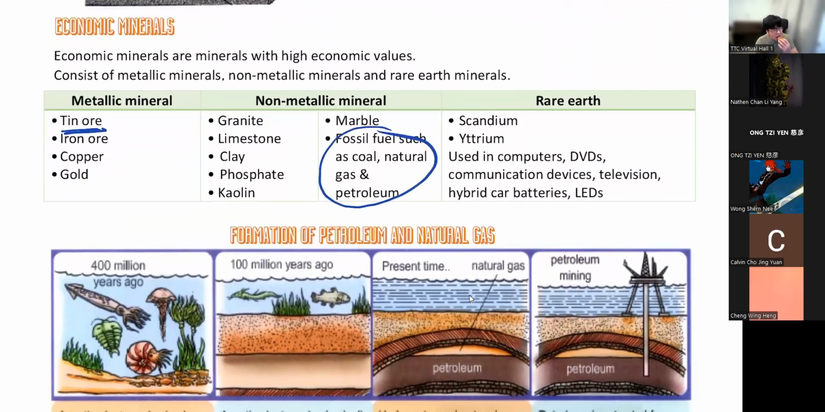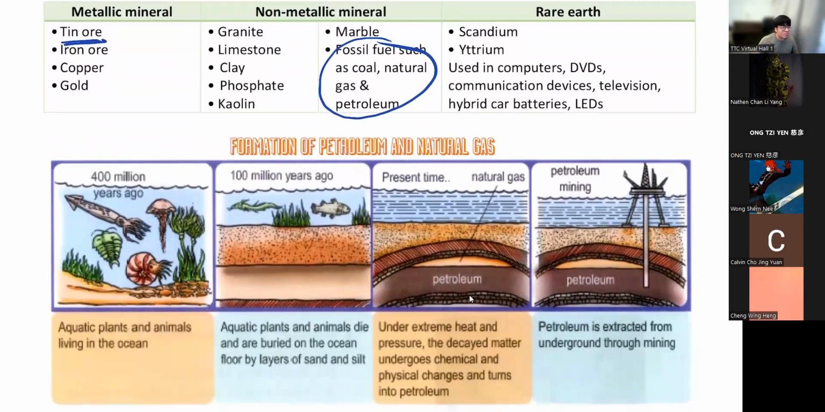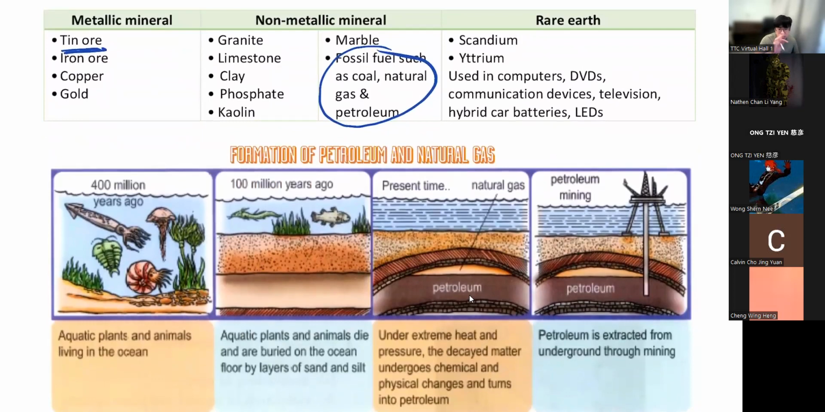This is your fossil fuel. So what is fossil fuel? Pay attention here. Fossil fuel has three: coal, which is arang batu, natural gas, the gas your mom used for cooking, and petroleum. Petroleum is not the petrol you put in your car. Petroleum has many parts in it. Petrol, the one you put in your car, is just one. Then you have diesel, naphtha, and jet fuel.